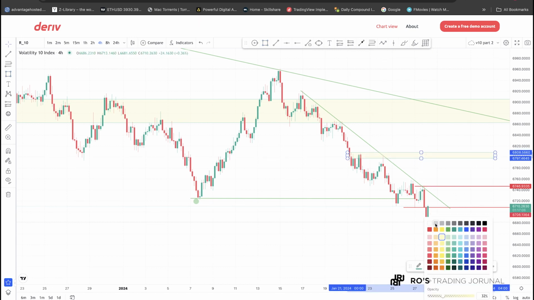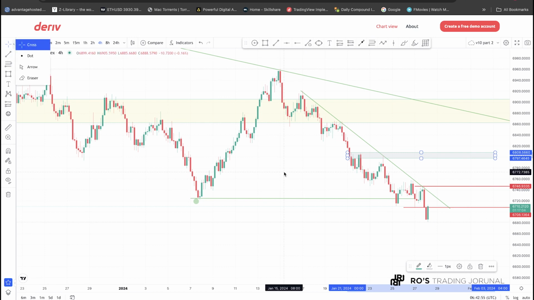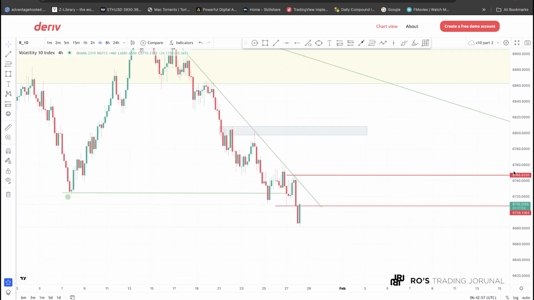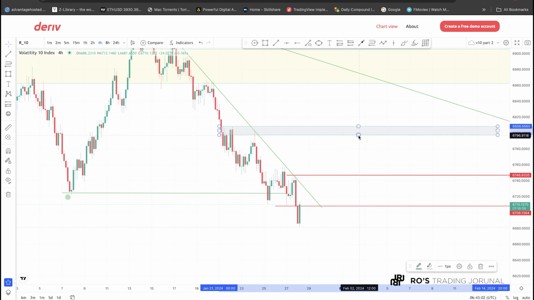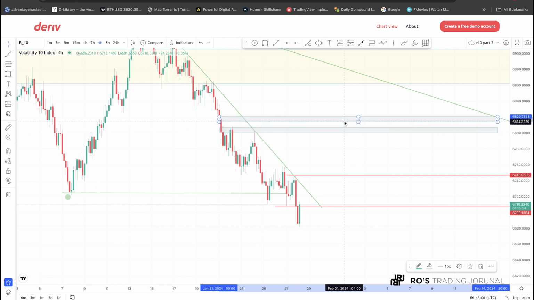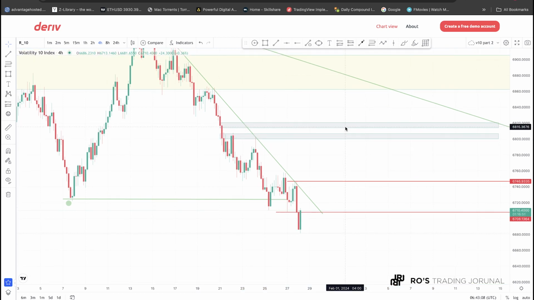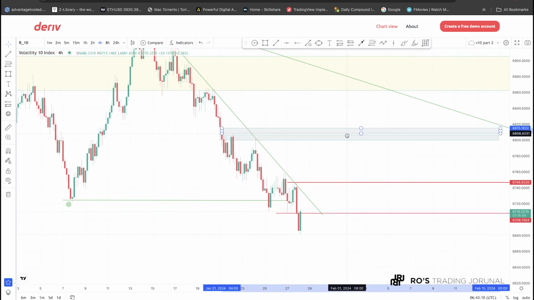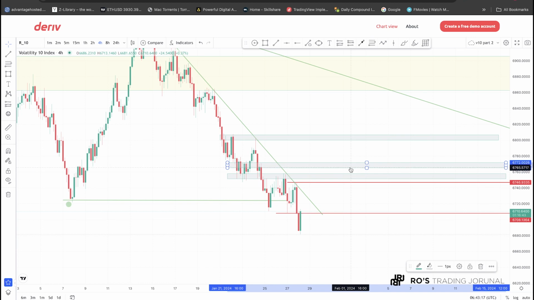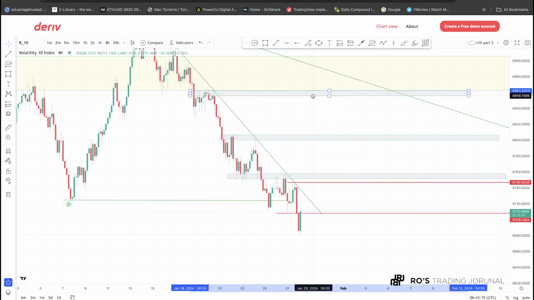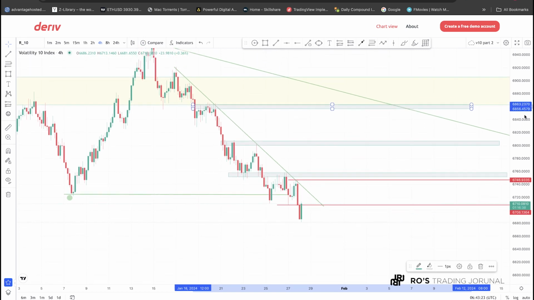With this gray. So these are our major levels. Or probably make it smaller. So these are our swing highs that need to be taken out. So if it breaks this trend line, you know that we're targeting these levels.